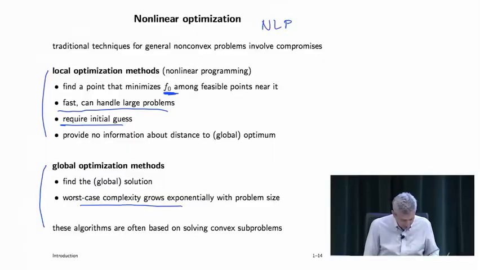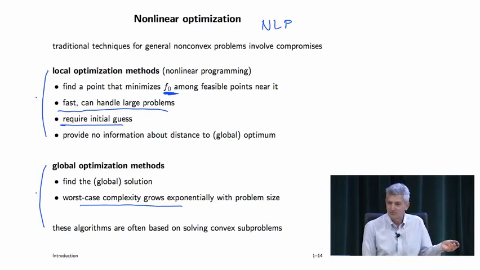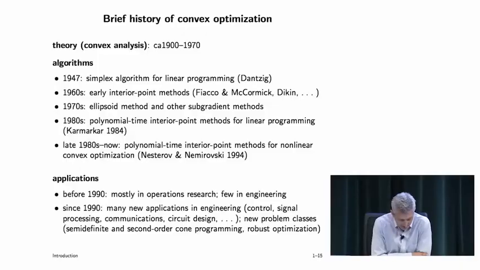You get something that absolutely minimizes the objective, right? Now, it turns out in both of these, certainly in global optimization, almost every method for global optimization is based on convex optimization as a subroutine, right? So we'll see bits and pieces of that as we go through the course. Let me finish up with just a brief history of convex optimization.